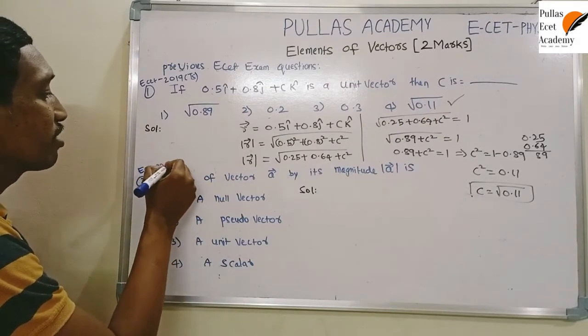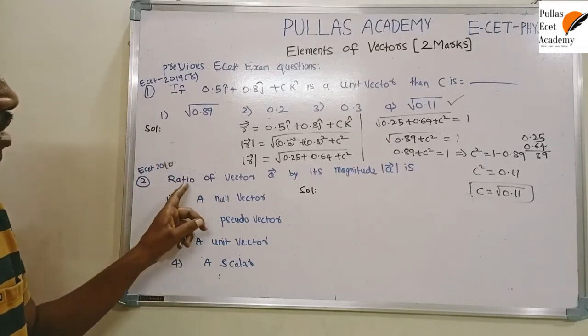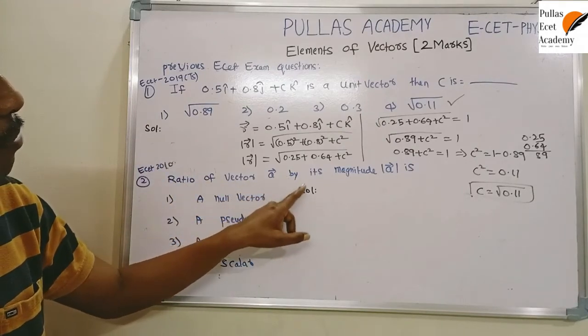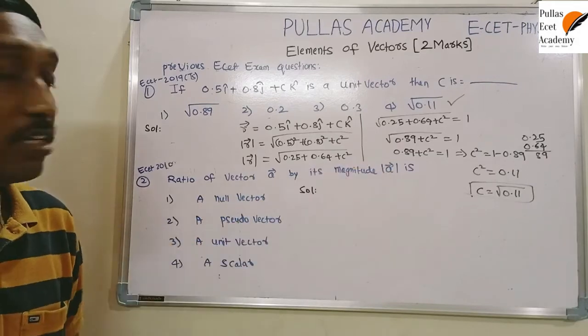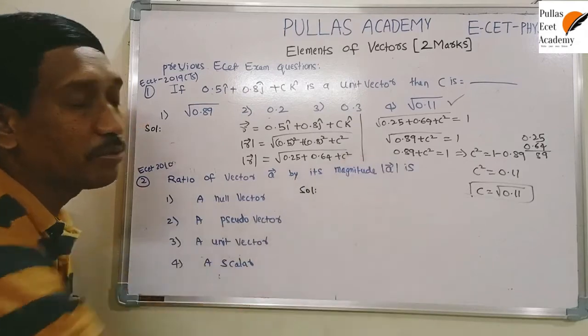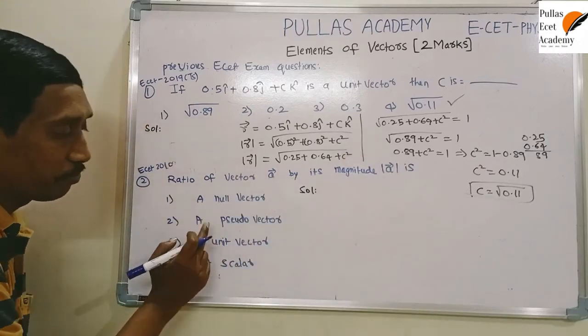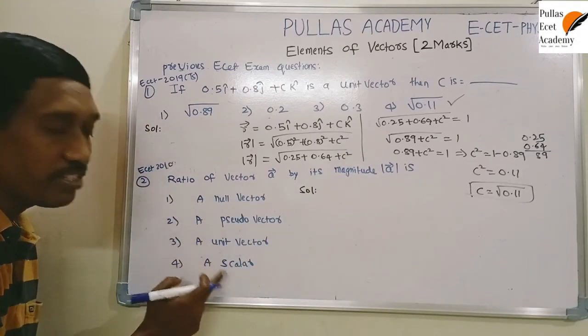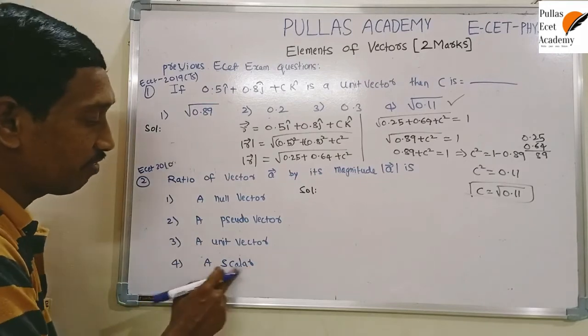This is a simple question. The ratio of vector a bar by its magnitude a bar is what? The options are null vector, pseudo vector, unit vector, scalar vector. Scalar is not a vector, it is a scalar.